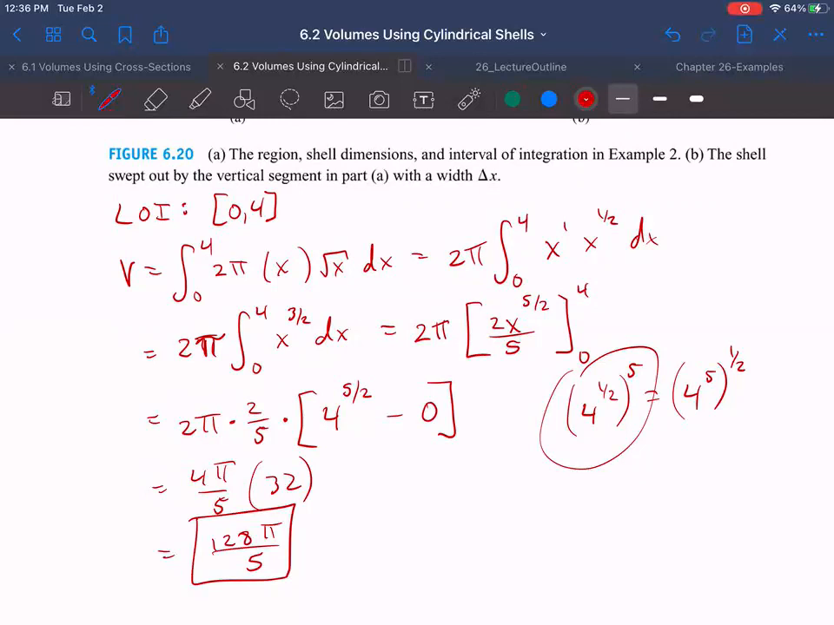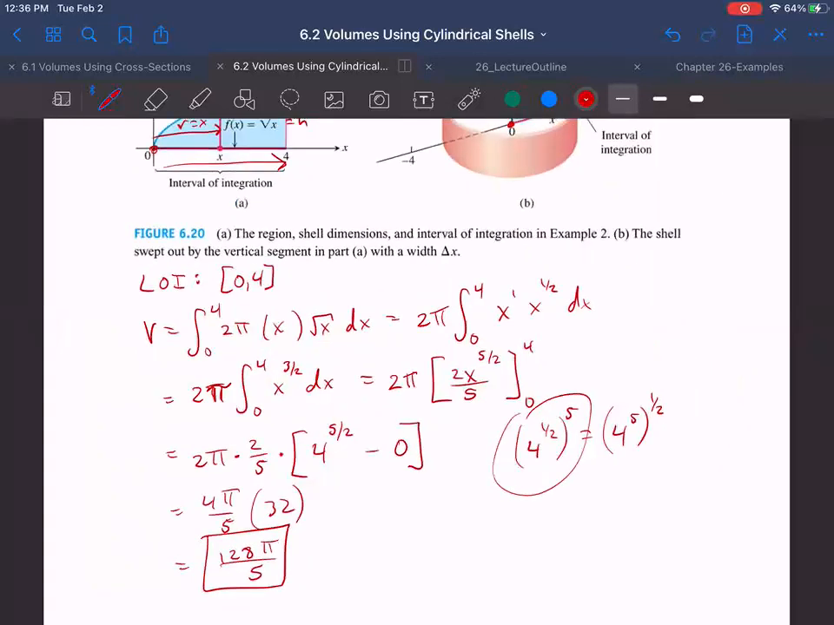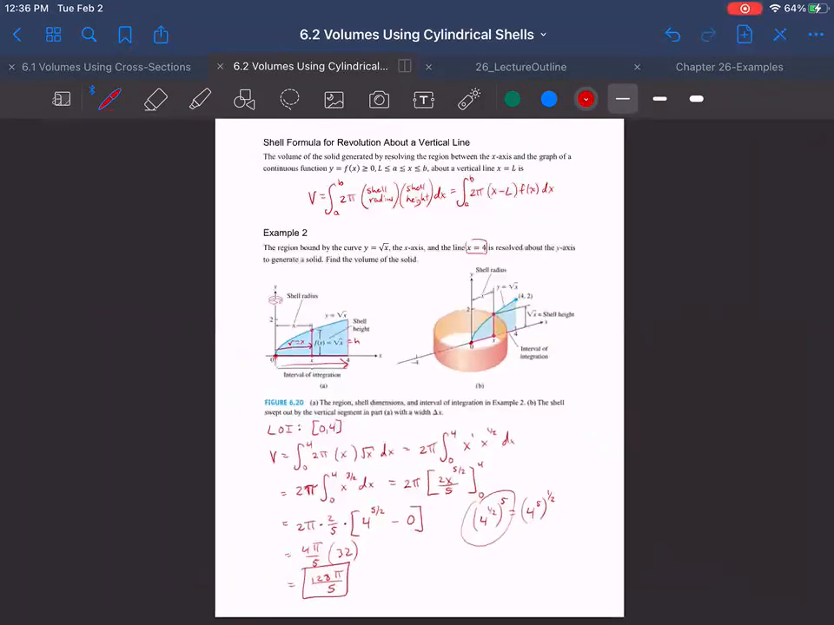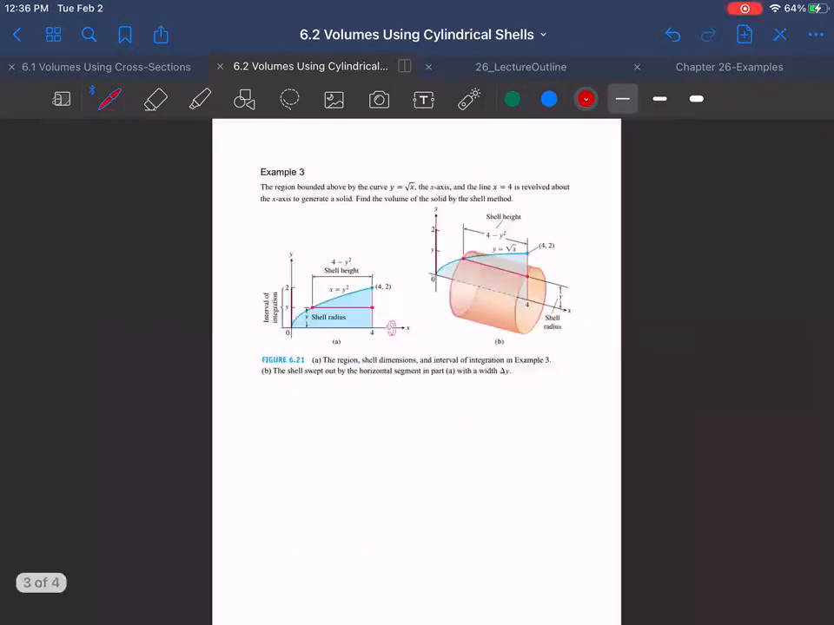Don't do that. All right, any questions on that one? No? Okay. Next page. Let's take a look at this one, example 3. So I've done a few of these with you.